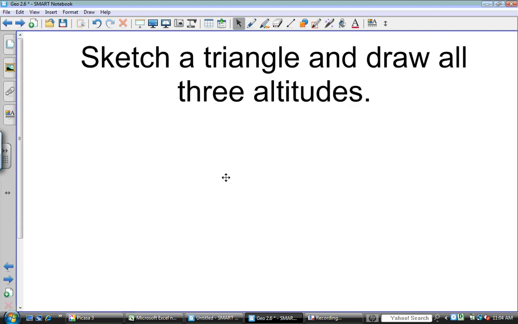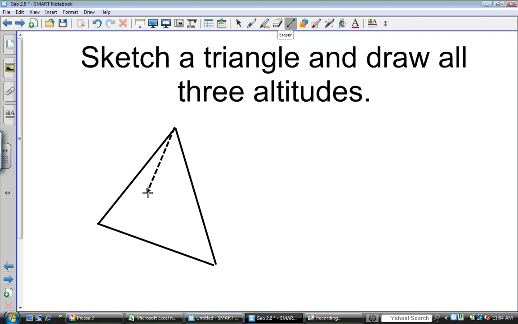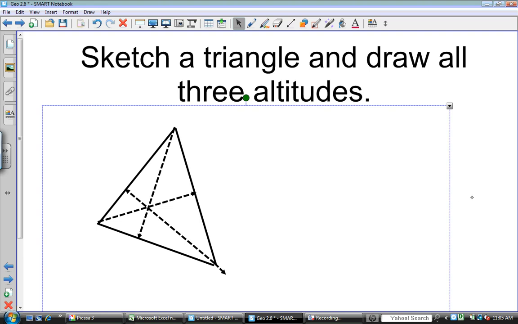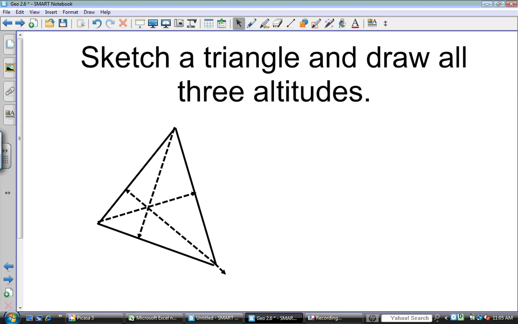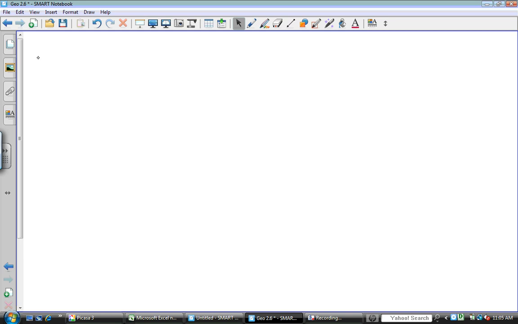Now if I want to sketch a triangle and draw all three altitudes, I'll show you an acute triangle. So that looks like it's about 90 degrees. That looks like it's about 90 degrees. Oops, that one's the wrong way. That looks like it's about 90 degrees. So all of these are altitudes. And that's the lesson for today.